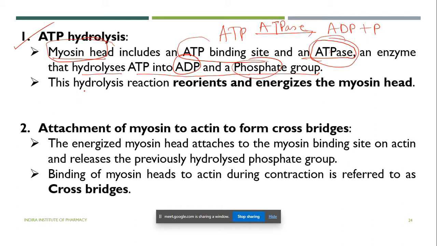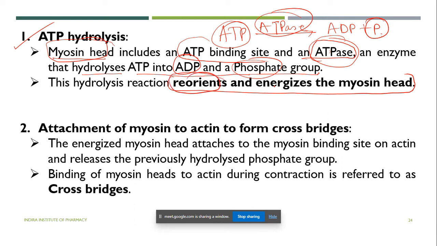Okay, so this hydrolysis reaction reorients and energizes the myosin head. That's what I said. When this phosphate group is released from the ATP by the action of ATPase, this phosphate group is responsible for the reorientation and provides the energy to the myosin head. Okay, so now the myosin head has reoriented and energized.